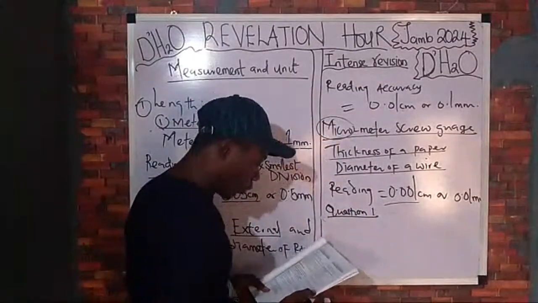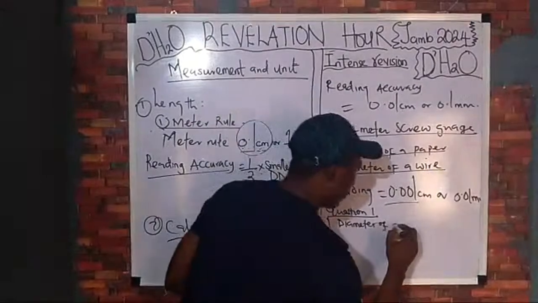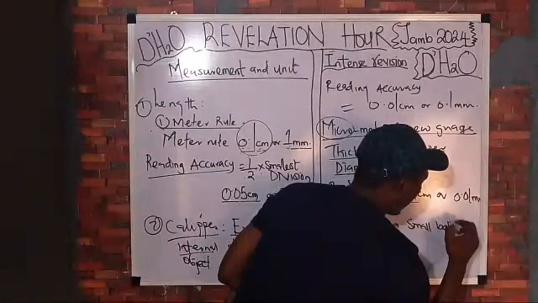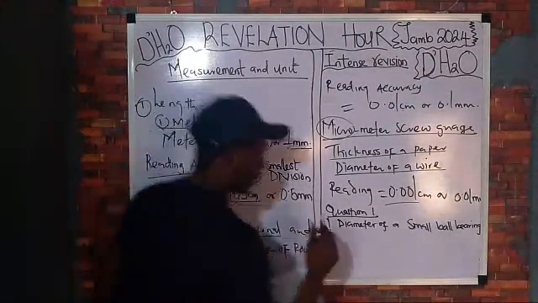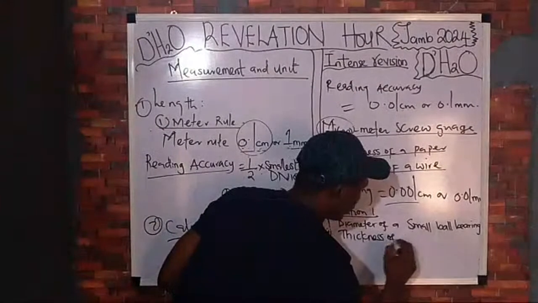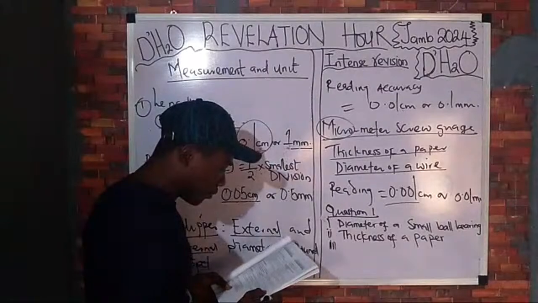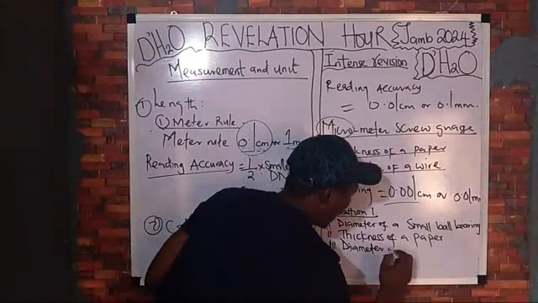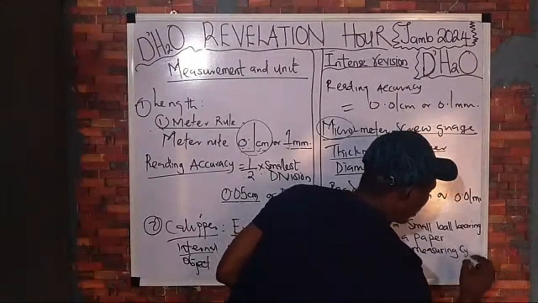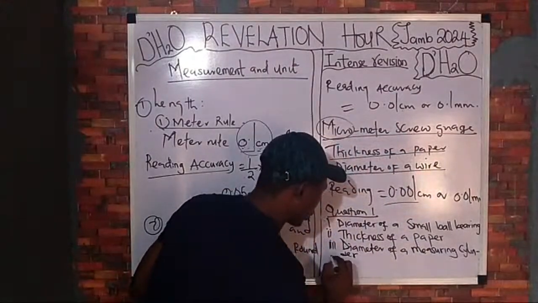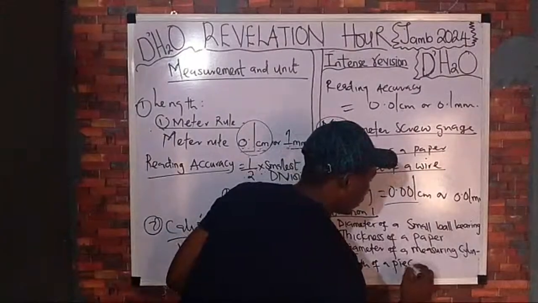Question 1. Okay, the question says, Roman figure I, diameter of a small ball bearing. 2, thickness of a paper. 3, Roman figure III, diameter of a measuring cylinder. And then the 4th says, the length of a piece of wire.